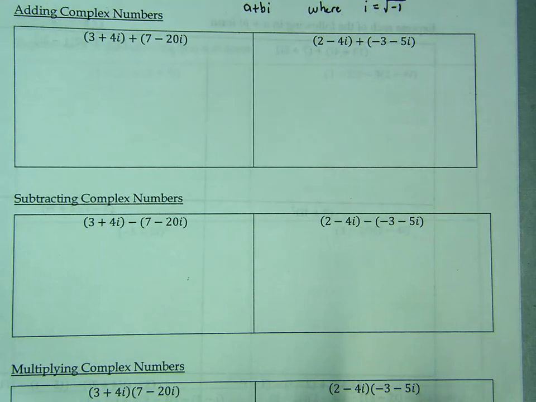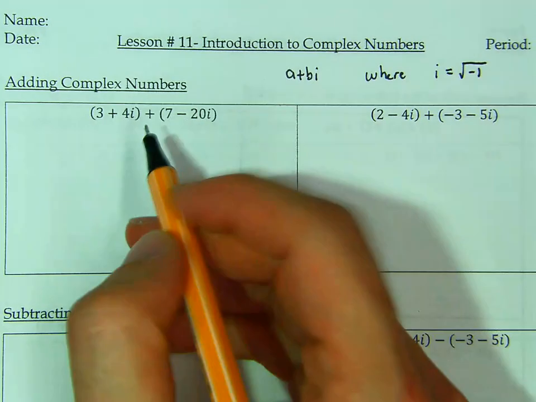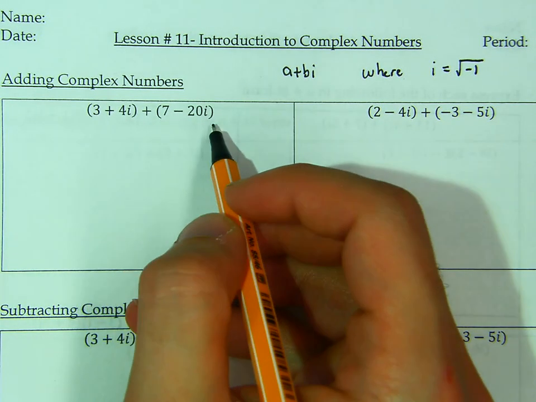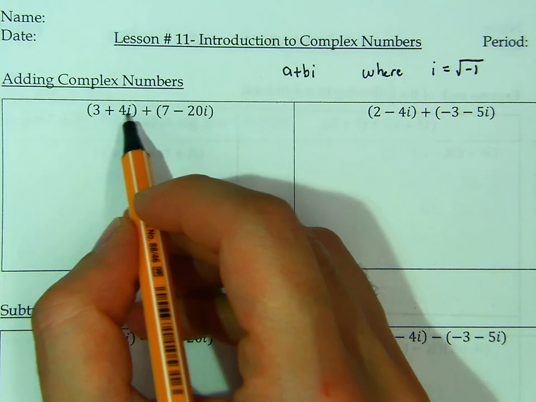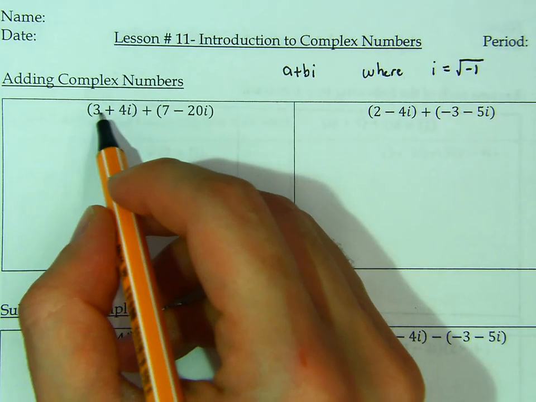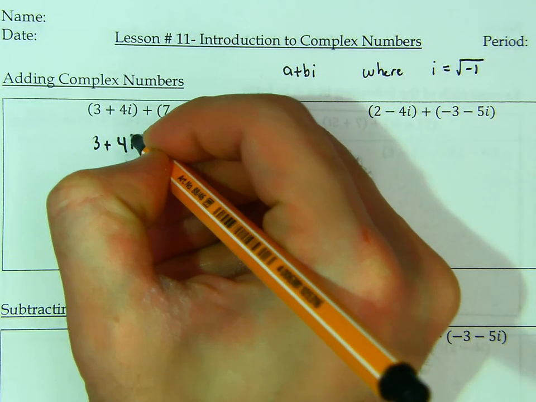Here, this is where you just trust your lovely mathematical skills that you've been developing throughout the year. Here it says 3 plus 4i plus 7 minus 20i. Notice, can I do anything in here with the 3 and the 4i? Can I combine these two terms together? No, I can't do anything. So then I bring it down over here.